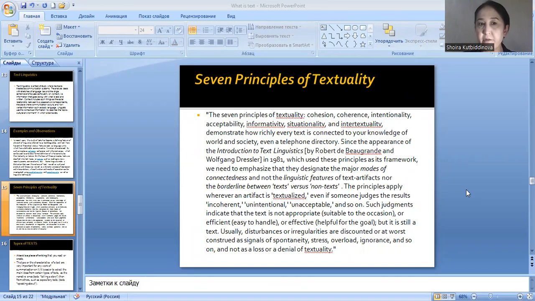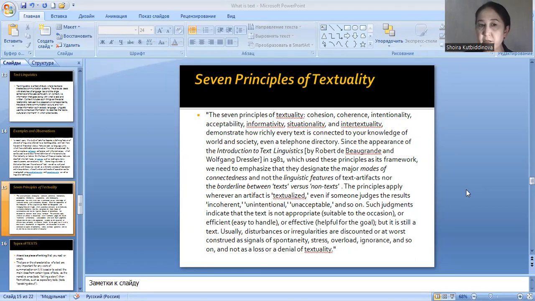Since the appearance of the Introduction to Text Linguistics by Robert de Beaugrande and Wolfgang Dressler in 1981, which used these principles as its framework, we need to emphasize that they designate the major modes of connectedness, not linguistic features of text artifacts, nor the borderline between text versus non-text.